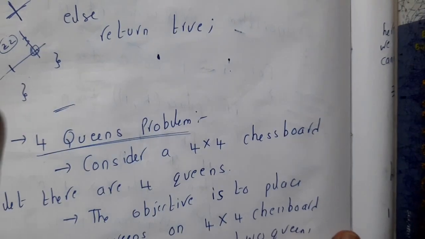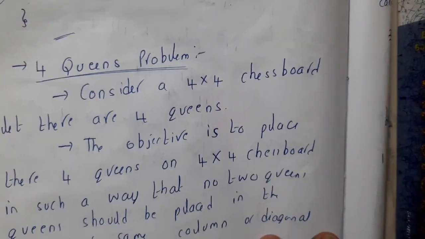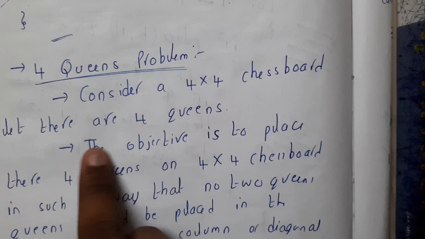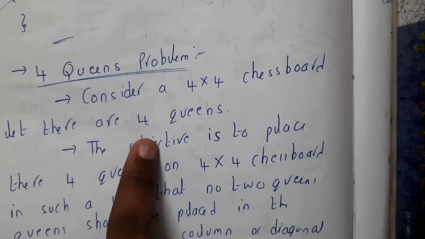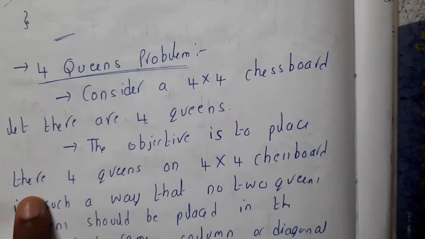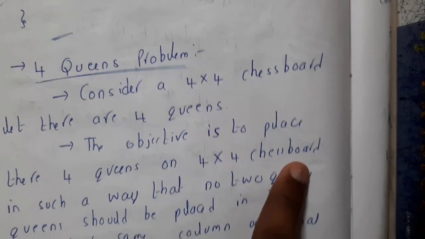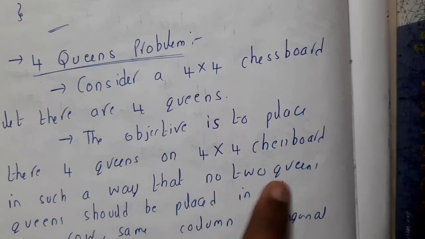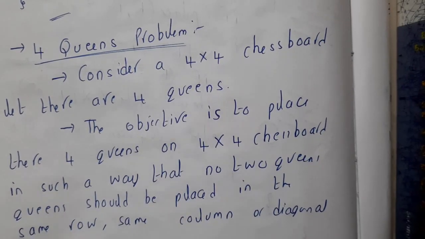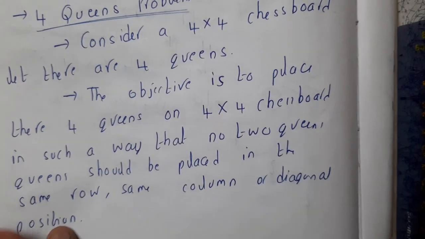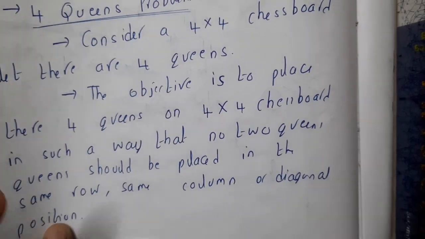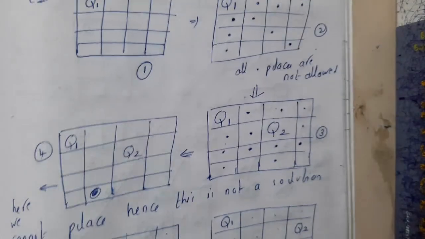Okay, so now let us continue with the 4 queen problem. So considering a 4x4 matrix or chess board, let there be 4 queens. The objective is to place these 4 queens on a 4x4 chessboard in such a way that no 2 queens should be placed in the same row, same column or diagonal position. So they should not die to each other. That's it. That's the main thing. One should not kill the other.